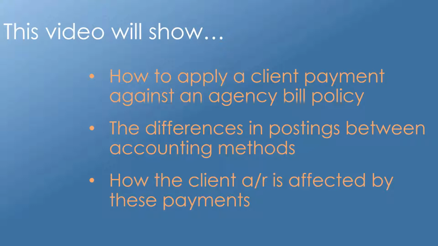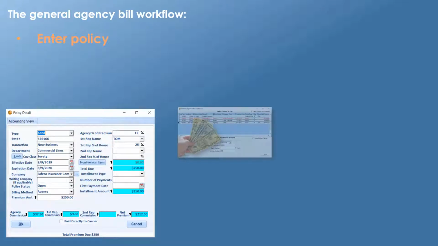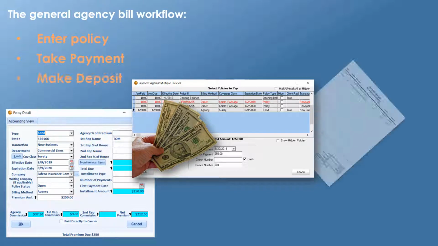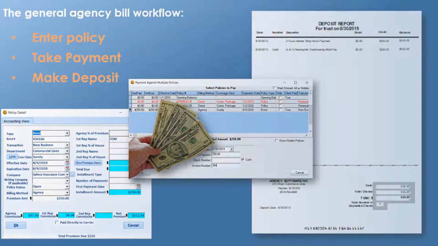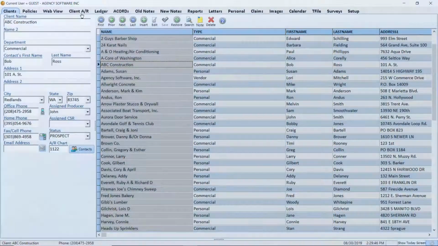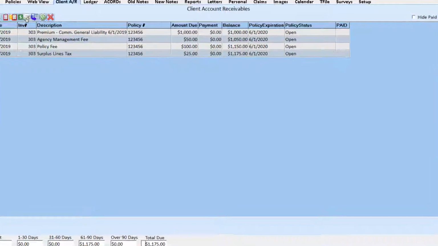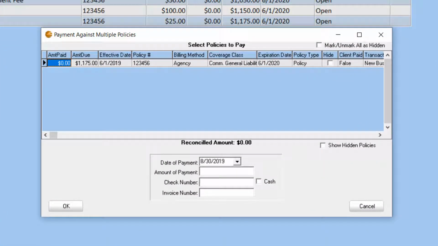In general, the client AR tracks client balances on agency bill policies. When an agency bill policy posts, the client shows an amount due, and when the client pays, the amount due is reduced and the receipt is logged into the cash account, awaiting deposit processing. When you click the icon to apply a payment, the payment screen will show you how much is showing due per policy.